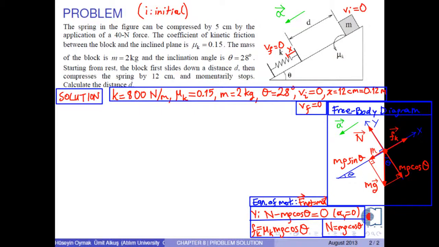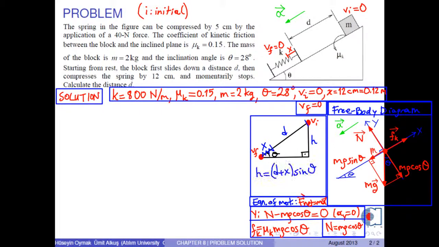According to the figure, we have the right triangle like this, where x is the amount of the compression of the spring. Finally, we can write h equals d plus x times sine theta.